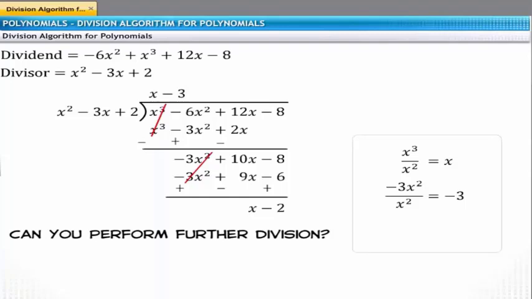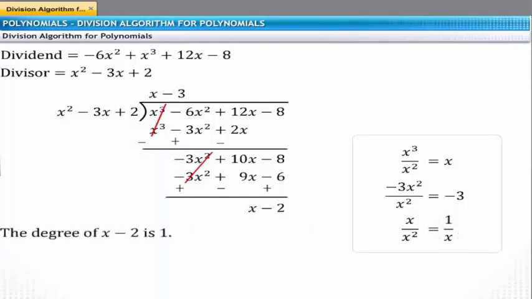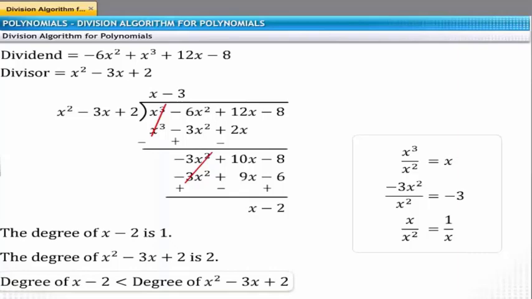Let's see. In order to get the third term of the quotient, we divide the first term, x of the new dividend, by the first term of the divisor, x squared. On division, we get 1 divided by x, which is not a polynomial. Thus, this cannot be the third term of the quotient. Therefore, further division is not possible. Here the degree of the remainder, x minus 2, is 1, but the degree of the divisor is 2. This implies that division is not possible if the degree of the remainder is less than the degree of the divisor.